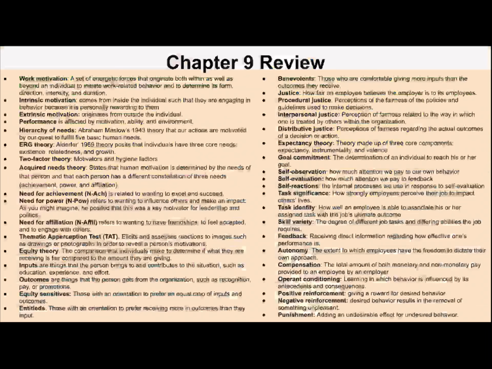Equity theory tells us that equity theory is the comparison that individuals make to determine if what they're receiving is fair compared to what they're giving. Remember, they're also comparing themselves to others. Inputs are the things that the person brings to the situation: their education, their experience, their effort, their abilities, their knowledge. The outcomes are what they get from the organization: pay, promotions, recognition, pat on the back, free lunch.